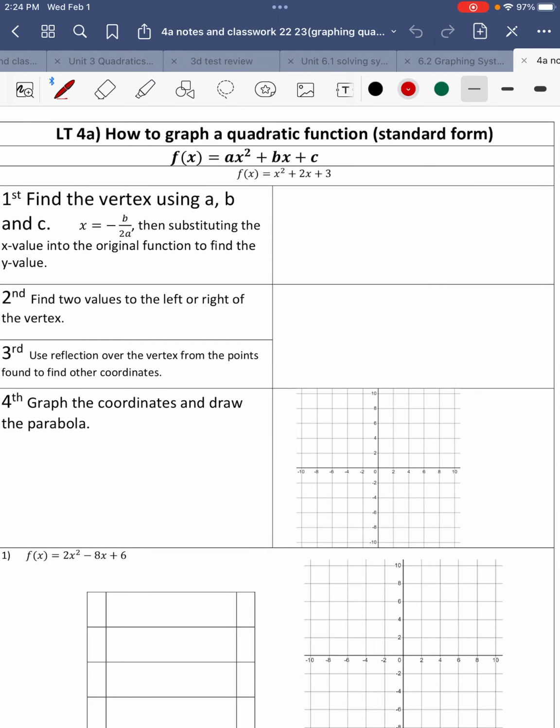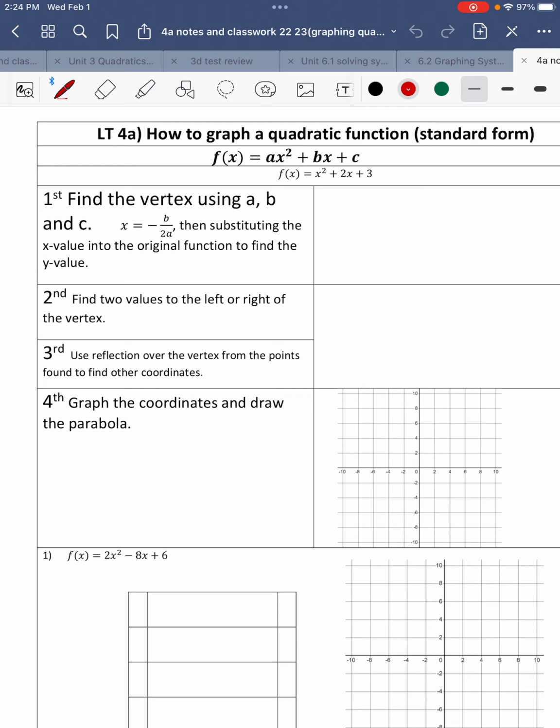So we're graphing quadratic functions in standard form. First, we're going to find the vertex using A, B, and C. Actually, it's just A and B, because here's our equation: X equals the opposite of B, or negative B over 2A.